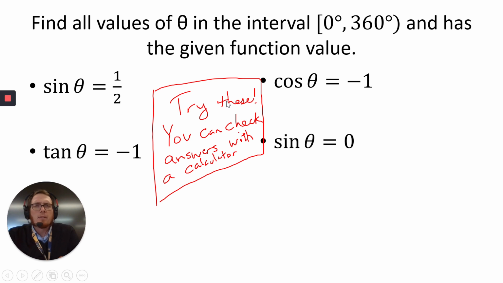Once you try them and find the answer, you can always check your answer by plugging it in for theta. For example, if you get sine of a number, whatever answer you get, plug it in, you should get 1/2. Whatever answer you get for this cosine theta equals -1, plug it into a calculator, you should get -1.